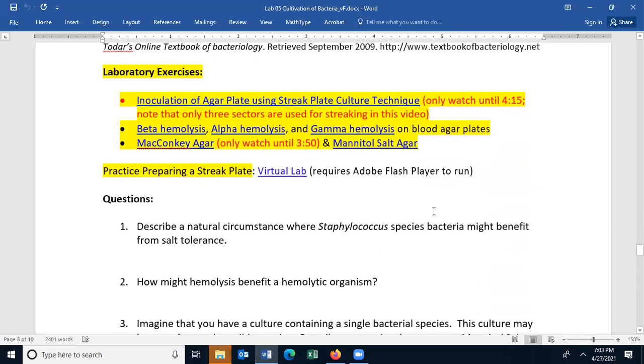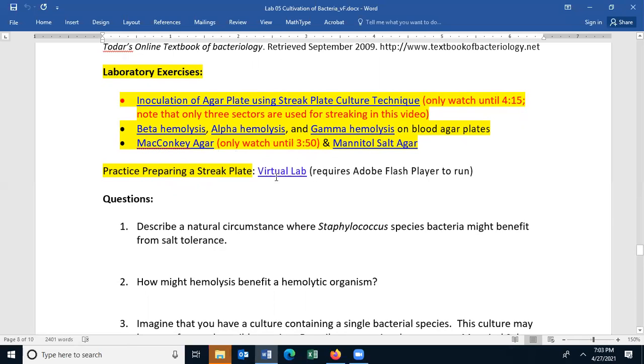And we have some videos for you. You only need to watch the video to 4 minutes and 15 seconds. We're looking for streaking for colony isolation. And then look at the videos on beta hemolysis, alpha hemolysis, and gamma hemolysis. Another video on MacConkey's agar. You only need to watch until 3:50. And then a video on mannitol salt agar.